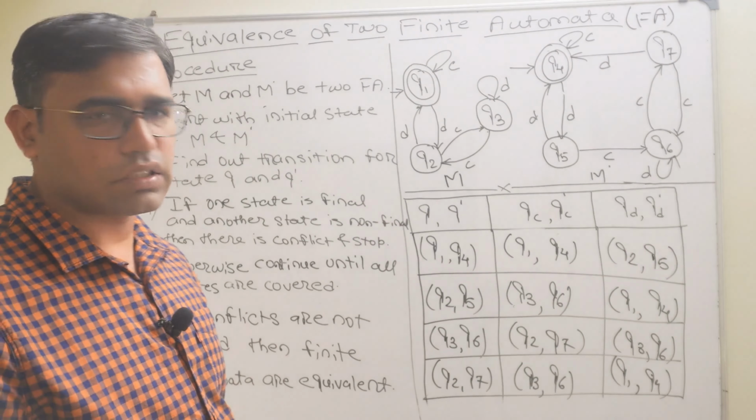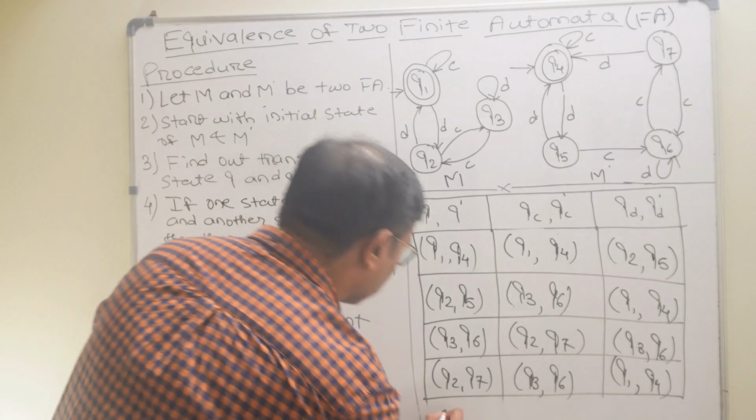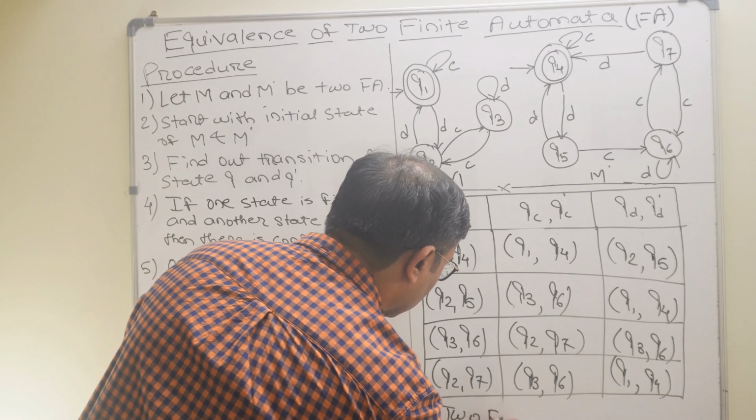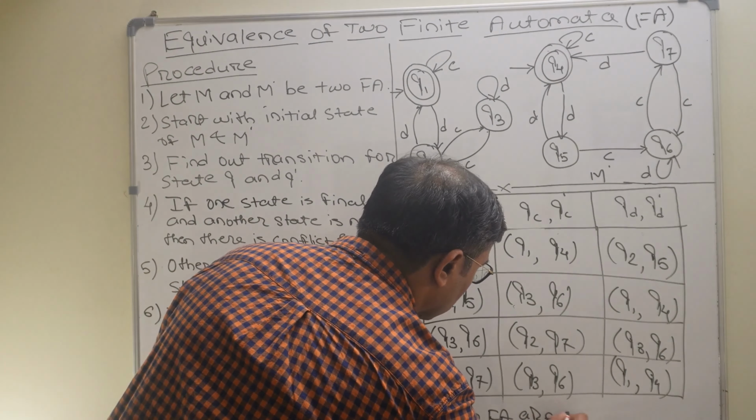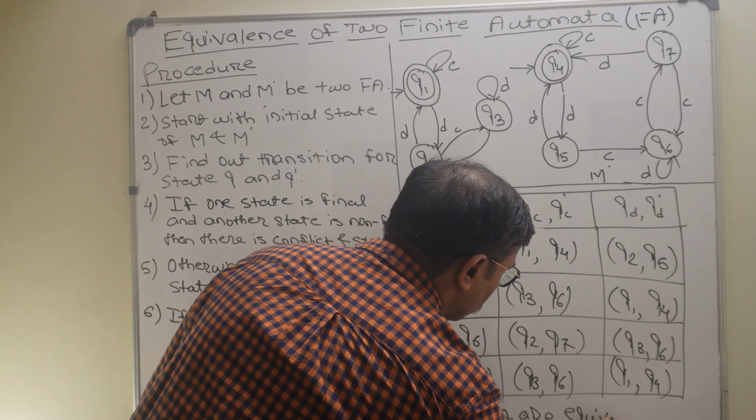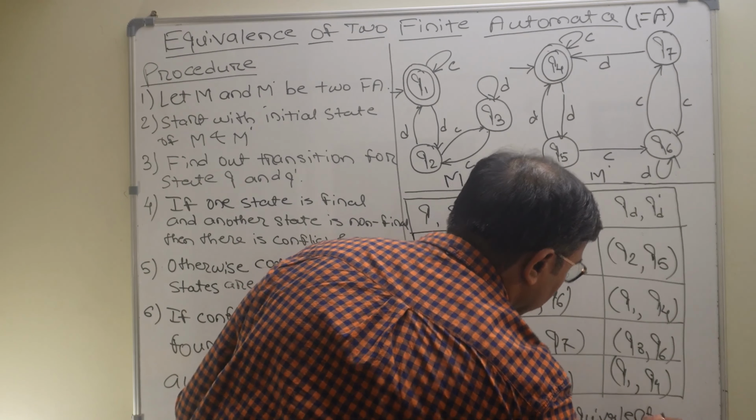So we can say that the two finite automata are equivalent. This is how we have to find out the equivalence of two finite automata.